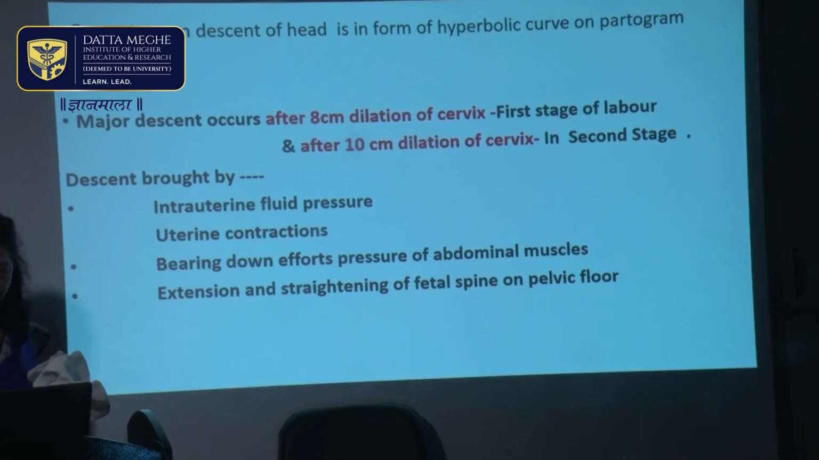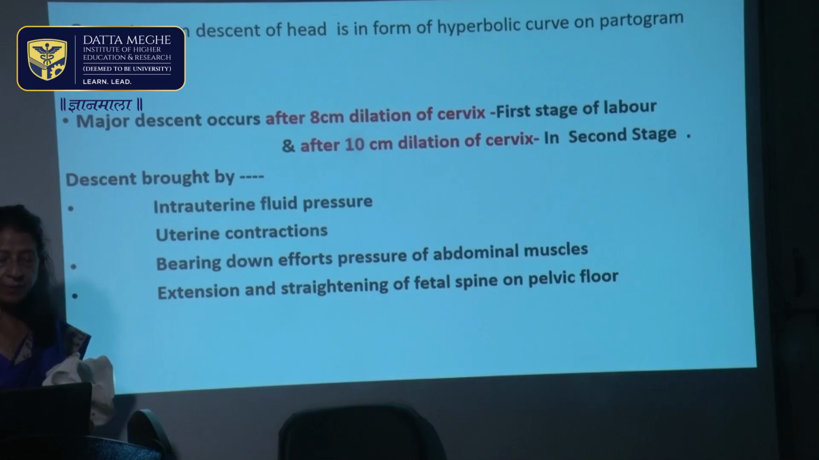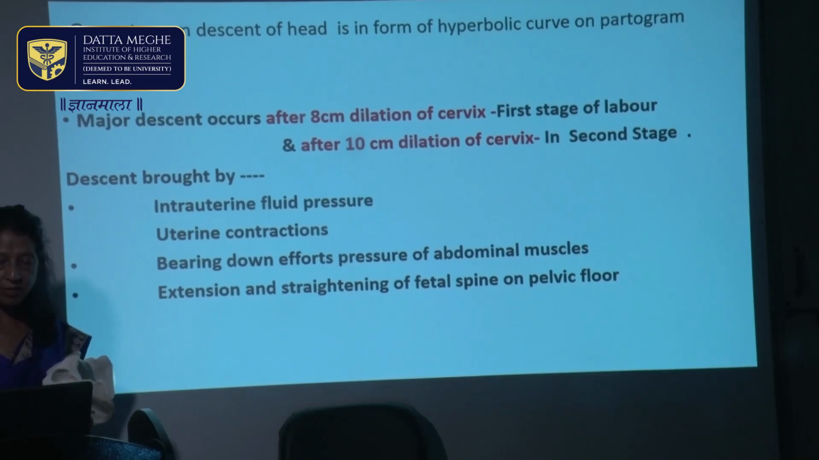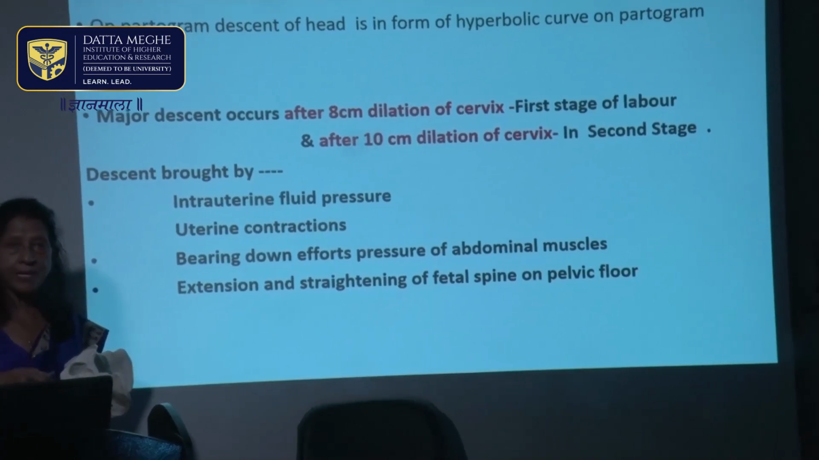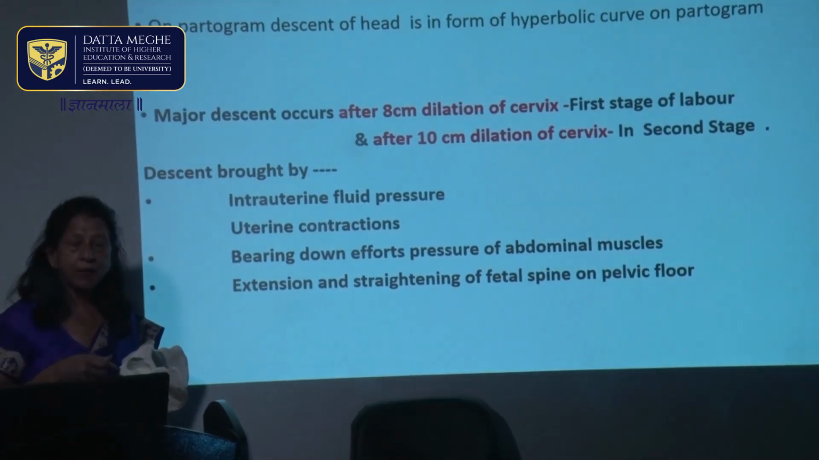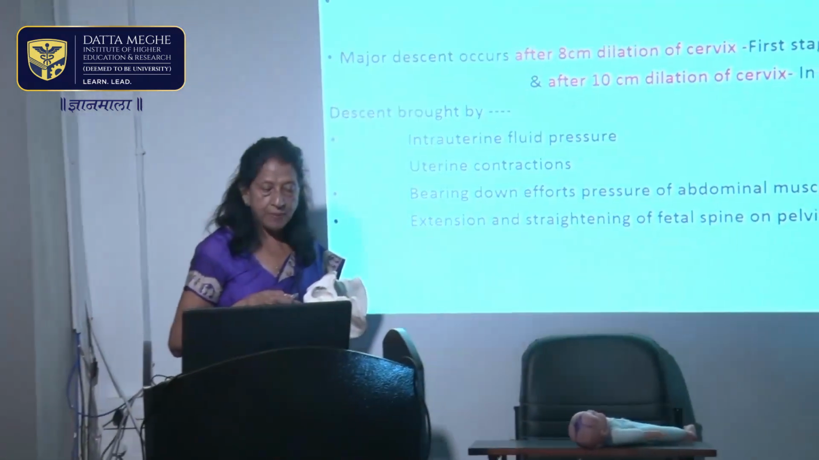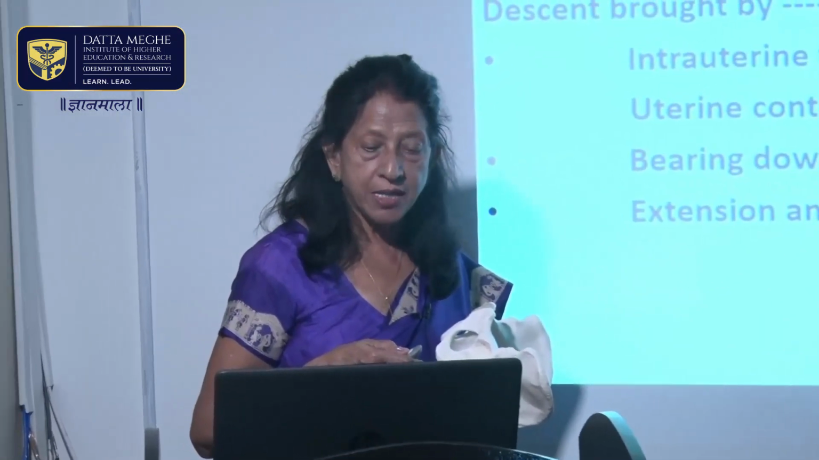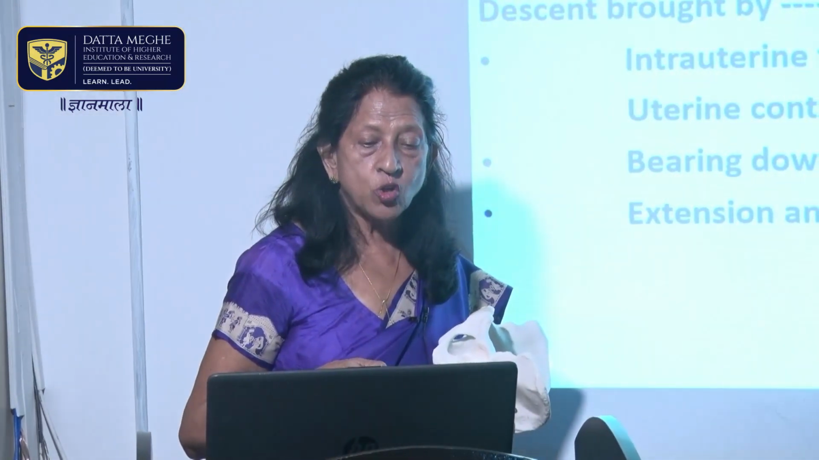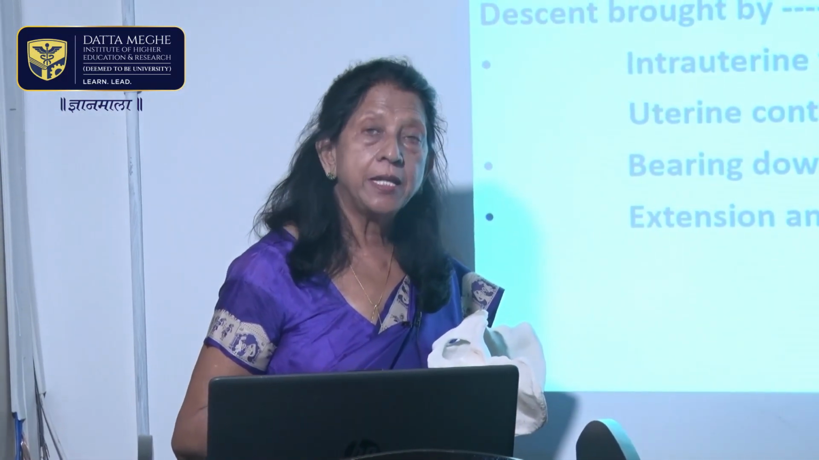This is a partogram, I will show you why there is descent. Let us try to understand in brief. Because of amniotic fluid pressure, uterine contractions, and the bearing down effect. With the bearing down effect, the diaphragm and abdominal muscles, rectus abdominis, contract and push the head down, and extension or straightening of the fetal spine also helps for the descent of the head in labor.